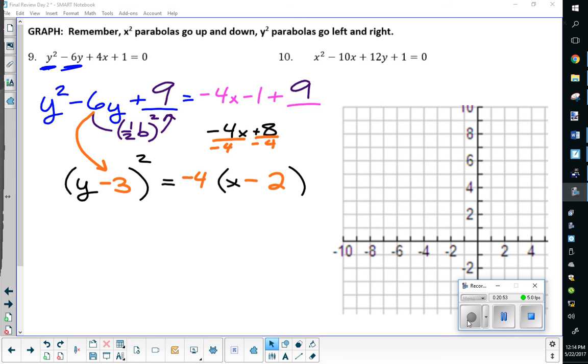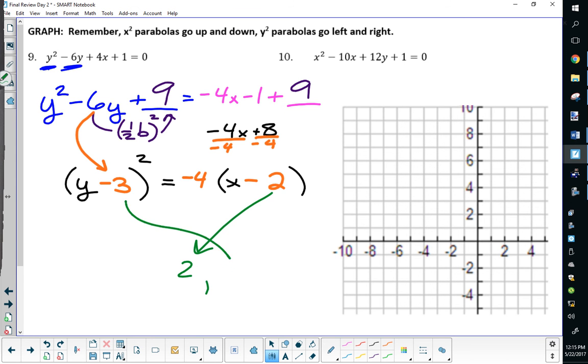Here we go. When I graph this thing, Anya, or everybody, show me with your fingers, what is the x value going to be of your parabola? Positive 2 for my x, positive 3 for my y. Make sure you go x and then y. So 2, 3 is my starting spot. Which direction is this parabola going to open? It's y first. So if it's y first, it's either left or right. It's negative, so you know that it's going to open left.